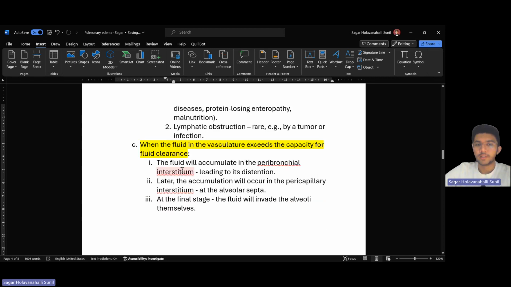Now, like I've been mentioning since the beginning, when the fluid in the vasculature exceeds the capacity for fluid clearance with the lymphatics, the fluid will get accumulated within the septa, right? So, to be more precise, the first accumulation will occur in the peribronchial interstitium, that is higher up in the hierarchy when it comes to the division of the bronchi. And then the bronchioles are going to get quite distended. And then naturally, the fluid will accumulate further down the hierarchy around the alveolar septa, right? And the final stage is that the fluid will leak from this alveolar septa into the spaces.